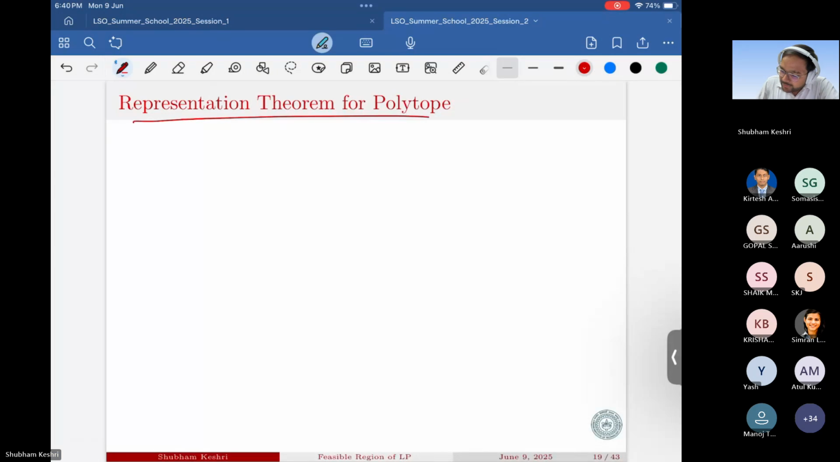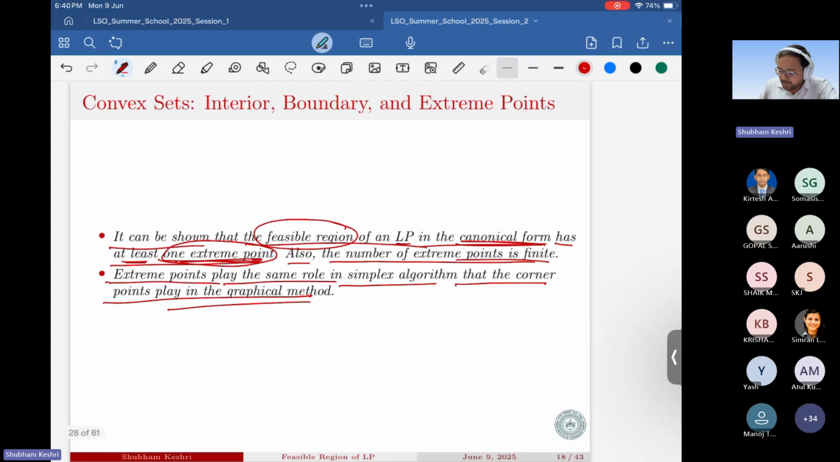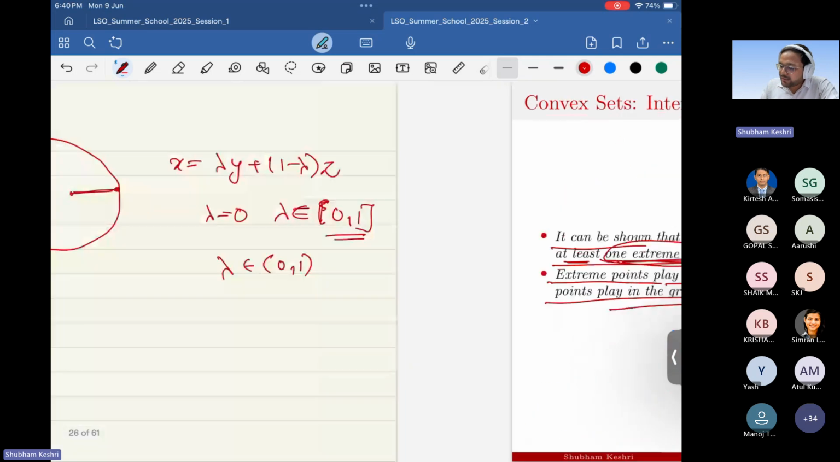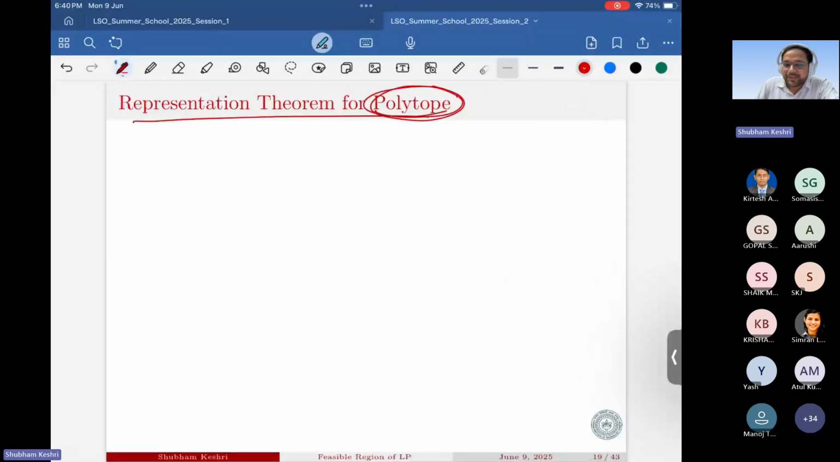Okay. So, the representation theorem of a polytope. I have not talked about what a polytope is, so let me go back and see. I will go through these definitions, but this is not very important right now. For the time being, you can assume that in any dimension, if the feasible region of an LP is bounded, then it is known as a polytope. That is why I have written a representation theorem for a polytope.